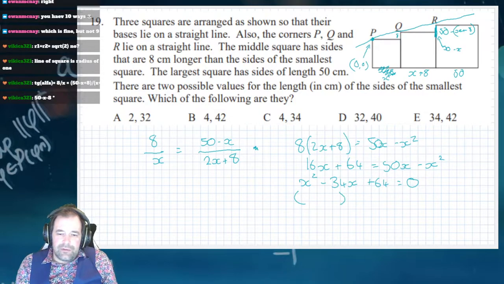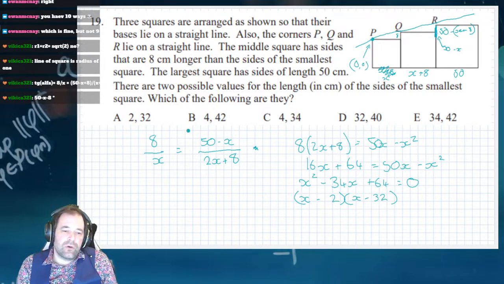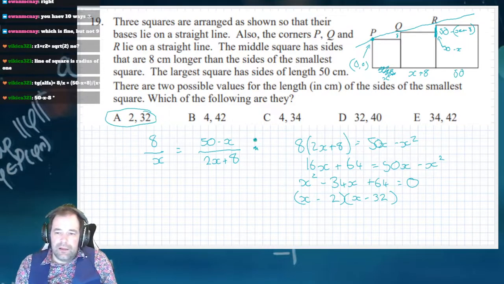And yeah, I think because you're going to get x minus 2, x minus 32. There we go, because 32 2s make 64. And the solution to this is x is 2 or x is 32. It's going to be that one there. At least we've got an answer that exists. The diagram does not support that answer, by the way, I do not think.